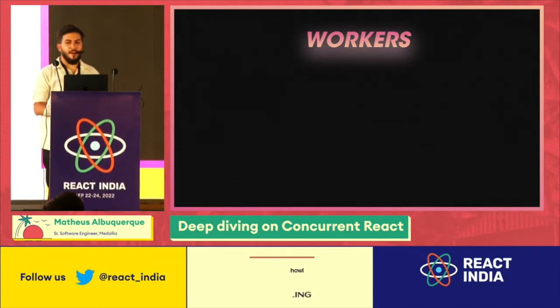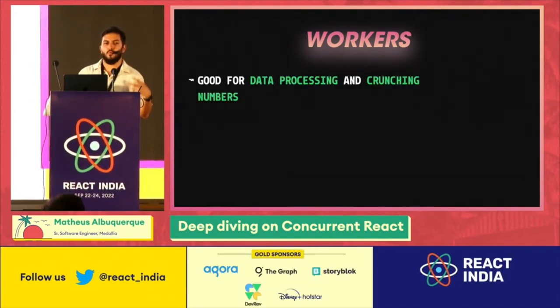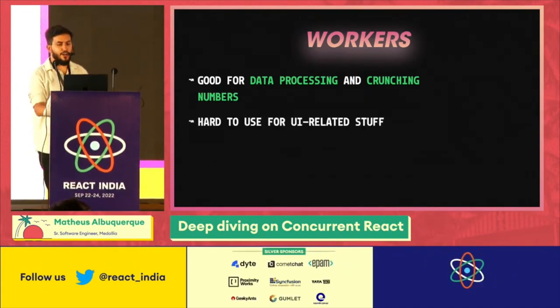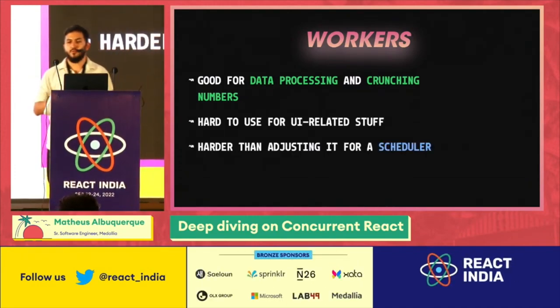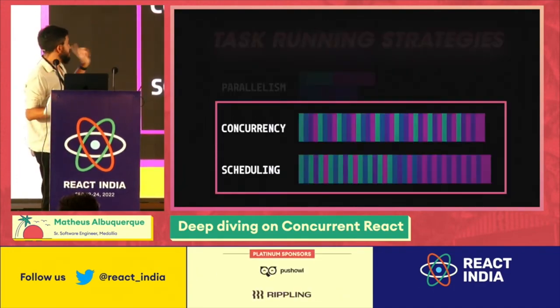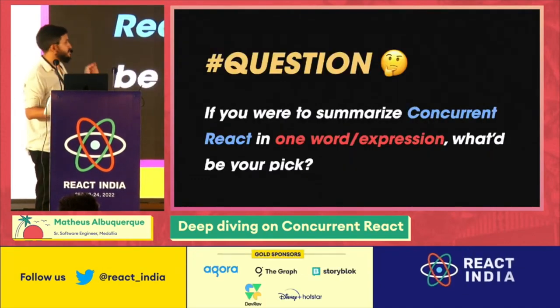To wrap up, workers are really good for data processing or when you have to crunch numbers and do heavy stuff. But they end up being hard when you have to do UI-related stuff, and it's harder than adjusting what you have to do for a scheduler. And this takes us to the other two things we had. This takes us back to the question I asked in the beginning.